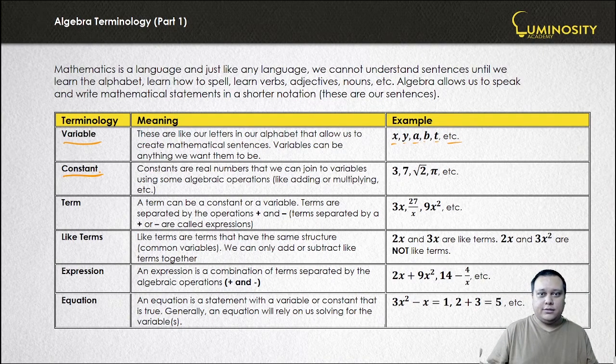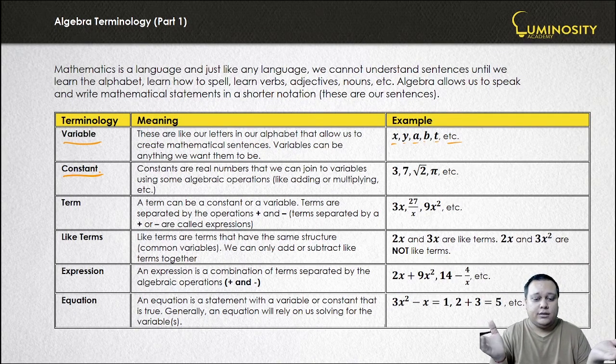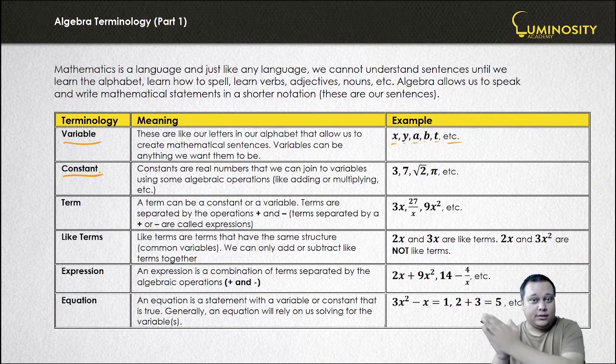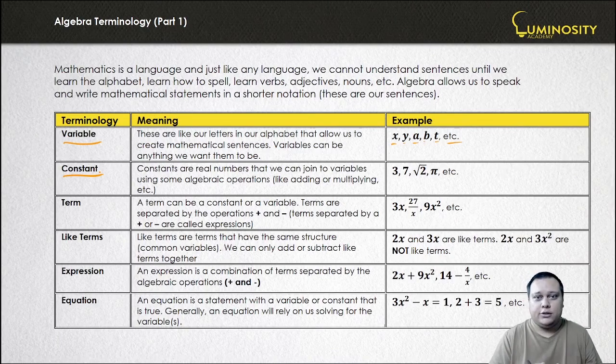Right, next one that we use a lot is called a constant. What is a constant? Well, constants are just real numbers that we can join to variables using some sort of algebraic operation, such as adding or multiplying. And we will talk about algebraic operations in the next section. All right, so what are some constants? 3 is a constant, 7 is a constant, the square root of 2 is a constant, pi is a constant. It's a very special constant. It's used in mathematics a lot, right? Think of the area of a circle. Pi shows up there, right? So those are just examples of constants.